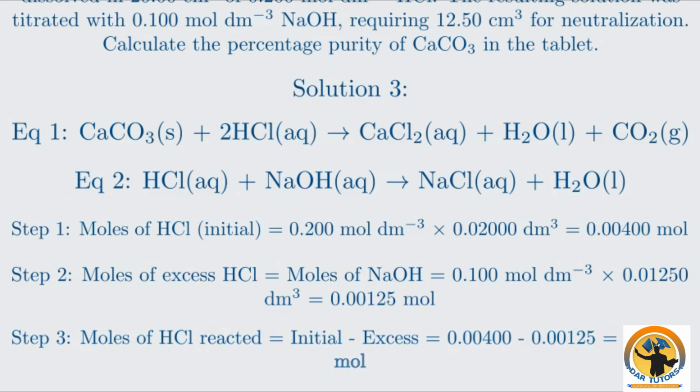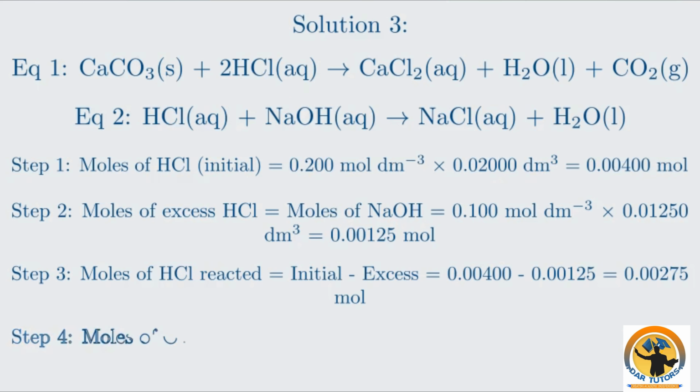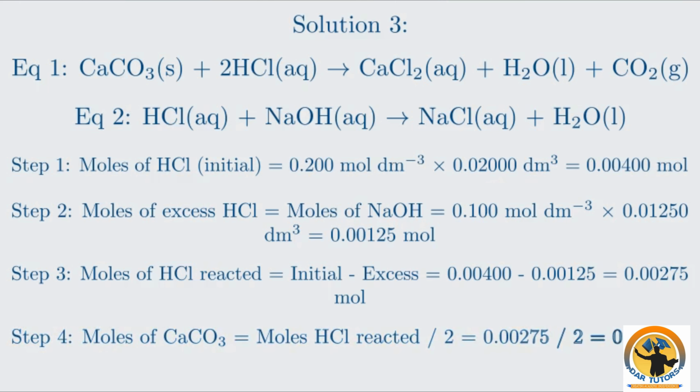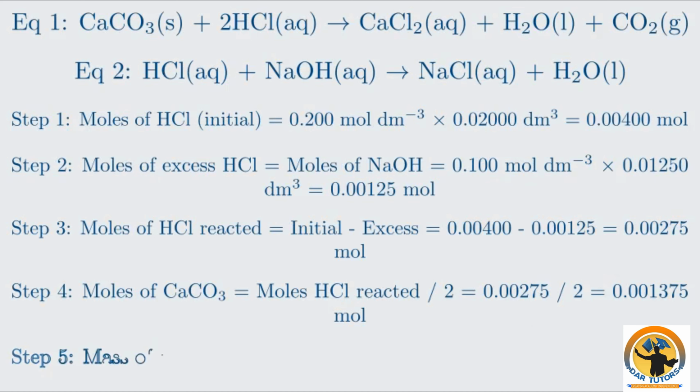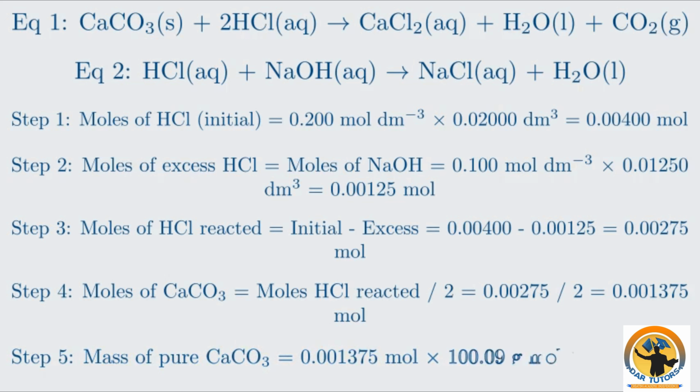0.0275 moles of HCl. From EQ1, the mole ratio of KCO3 to HCl is 1 to 2. So the moles of KCO3 are 0.0275 divided by 2, which is 0.01375 moles. We convert these moles of KCO3 to mass. The molar mass of KCO3 is 100.09 g/mole. The mass is 0.01375 moles times 100.09 g/mole, which is 1.376 grams.